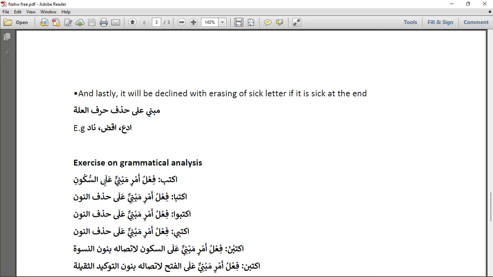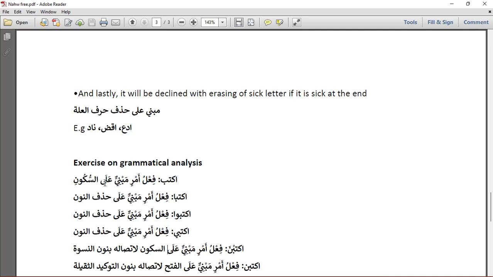Because normally, without the fi'lu amr being attached to anything, what do we call it? It's just mabniyu ala sukun. But after it is attached to other particles, we remove the noon, or we remove harfu illa, it becomes mabniyu ala hasfi noon, or ala hasfi harfi illa.